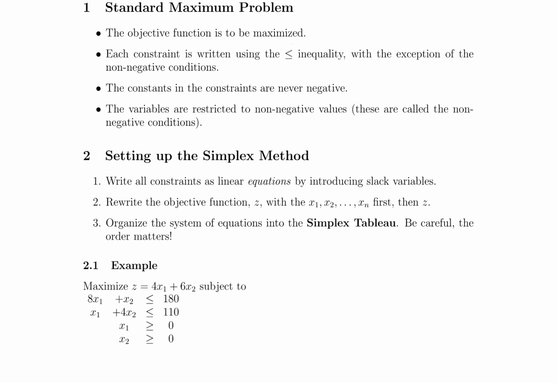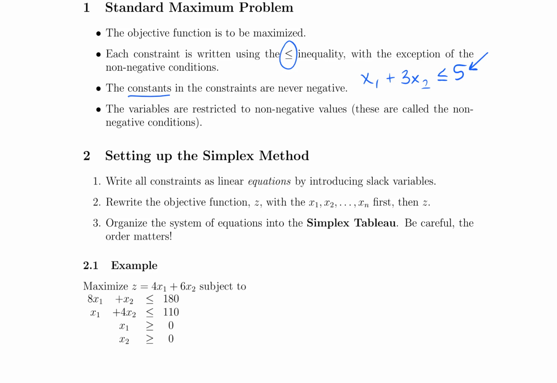A standard maximum problem has an objective function that's being maximized. The constraints are always written with the less than or equal to inequality, and the constants are never going to be negative. So what I mean by the constants on the constraints, for example, one constraint could be, say, x1 plus 3x2 is less than or equal to 5. The 5 on the other side of the inequality, that's the constant that we're talking about. So we're always going to have positive, non-negative constants on the other side of our inequality.